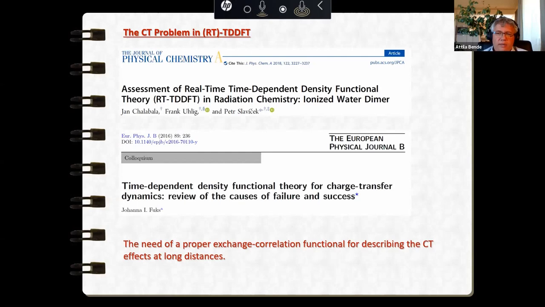There are two articles on this problem of failing to describe different processes, for example, charge transfer effects at long distance, which is connected to the wrong description given by the exchange correlation potentials.